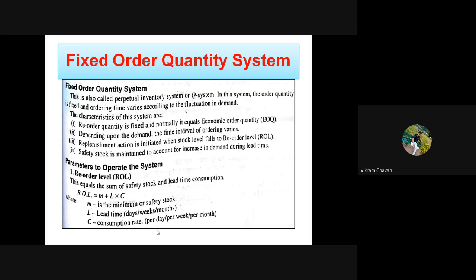Okay, getting everyone? Then we have to discuss this particular diagram. Consider this is the diagram which will be used for the fixed order quantity system. Now this uppermost line shows the maximum stock level in the industry, and the lowermost line shows the safety stock.